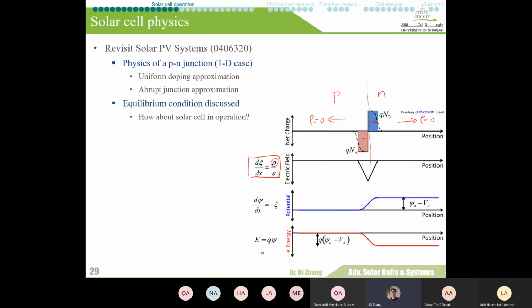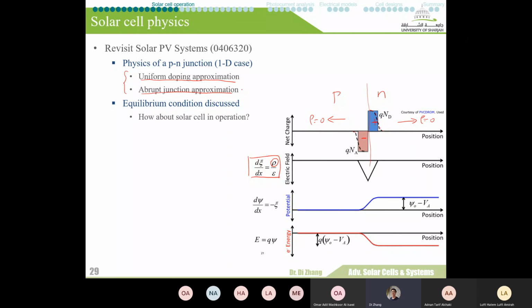In a real situation, the real space charge density typically will follow the dash profile, meaning that we're not going to see a constant space charge density near the space charge region, near the interface. However, this is a little bit difficult for us to solve, which is why we typically take some approximations to simplify the solving. We typically take two approximations for solving the PN junction. One is the so-called uniform doping approximation. The second is the abrupt junction approximation.